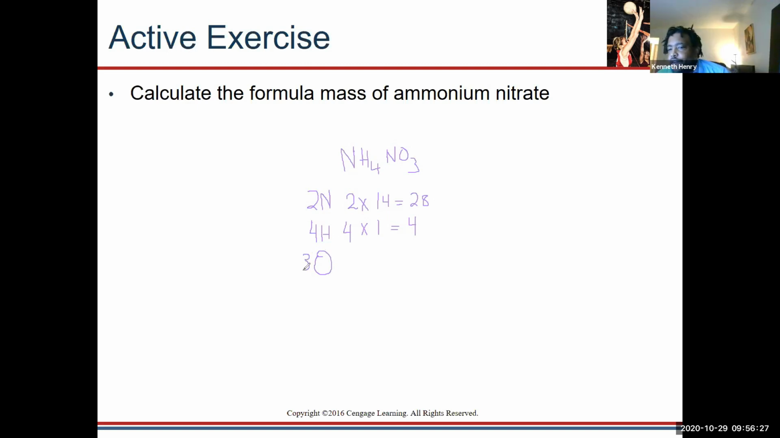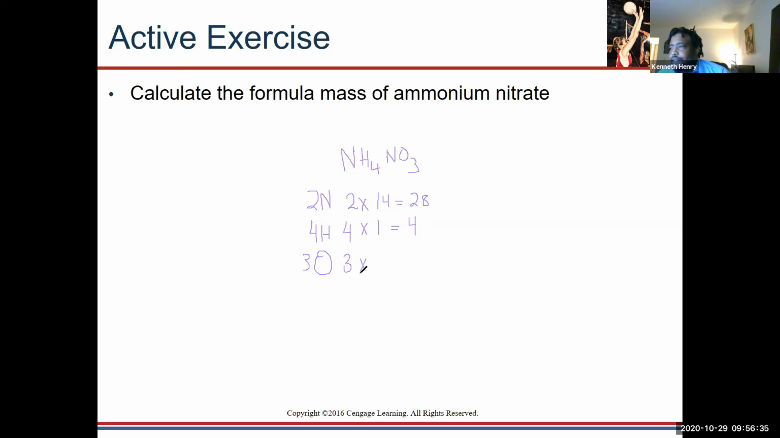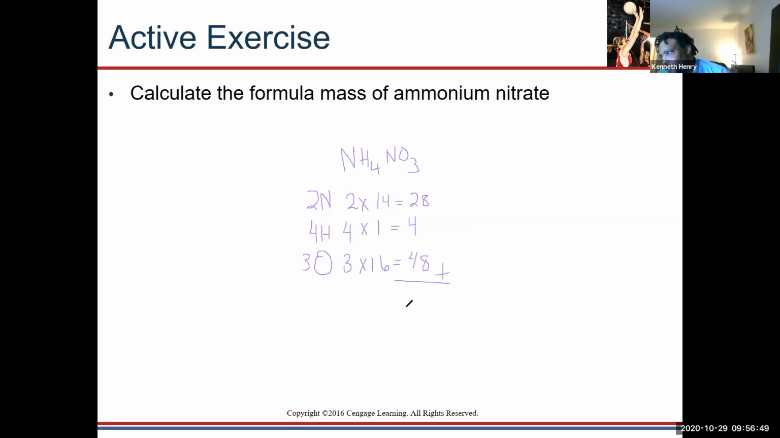And oxygens. How many oxygens do we have? 3. Oxygen weighs 16. 16 times 3. 48. So if we add these together, 70 AMU. Simple? Yes.